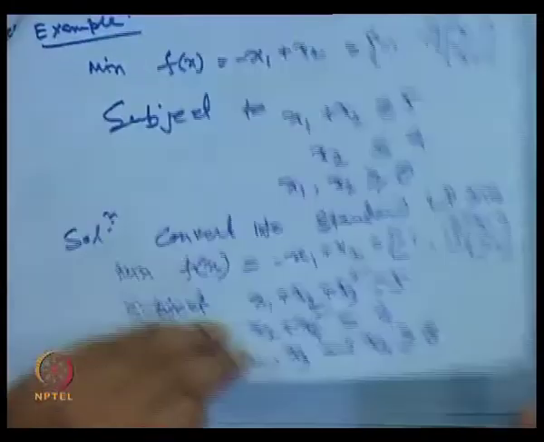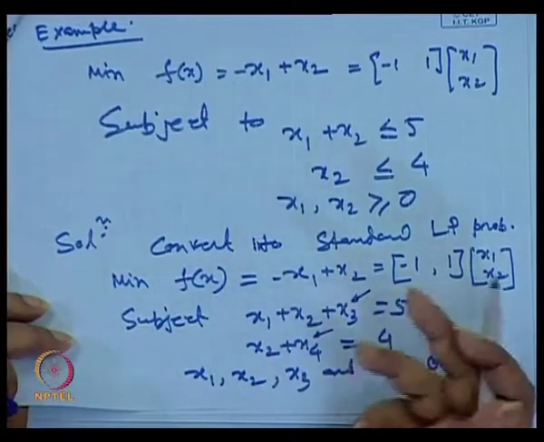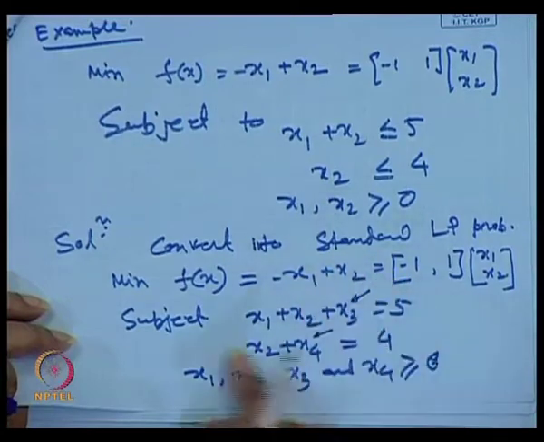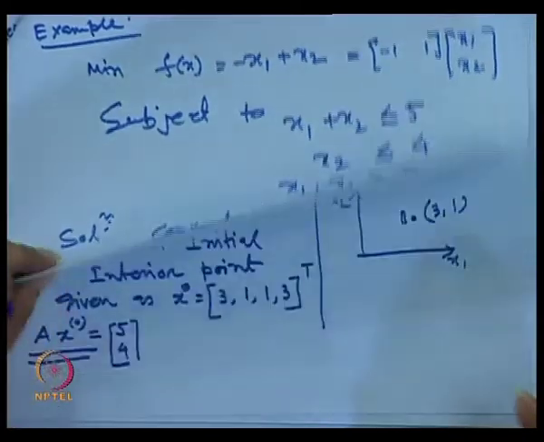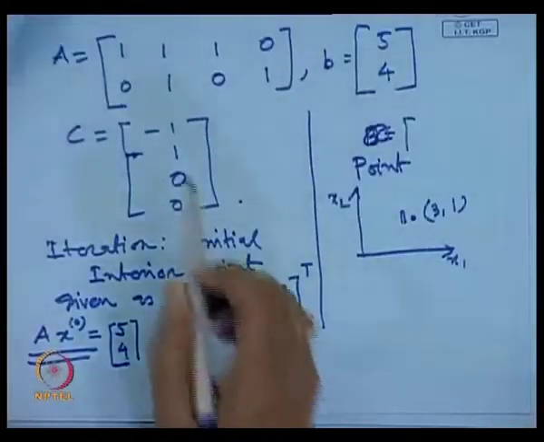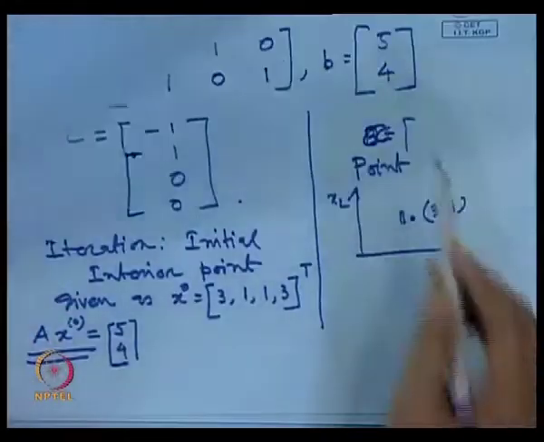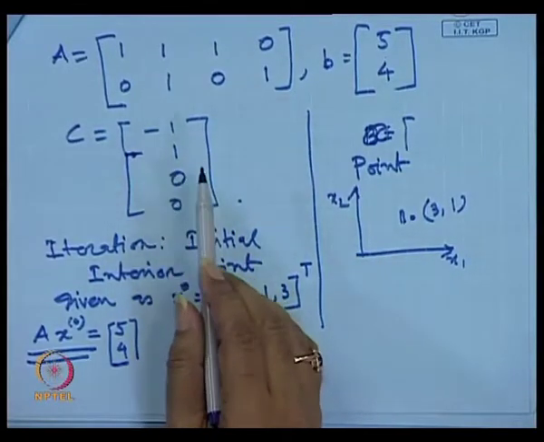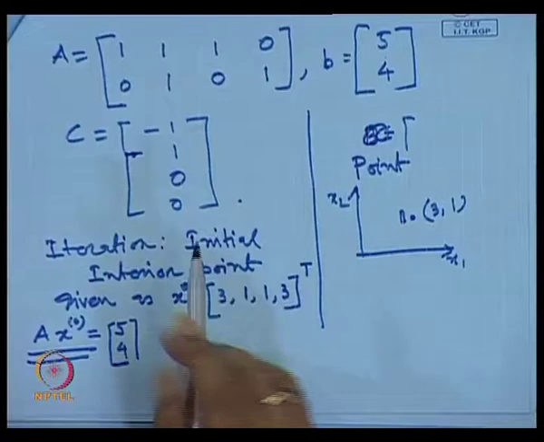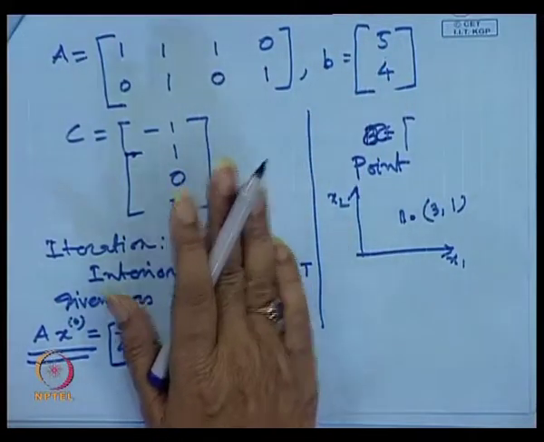Next step, we know how we have defined f(x) in the symbol: c transpose x, and the equality constraint we have given as A x. So, according to this problem our A is this one, b is the right hand side of the equality constraint, 5 and 4, and c is the coefficient associated with the objective function. So, our problem is now to solve using the interior point method.